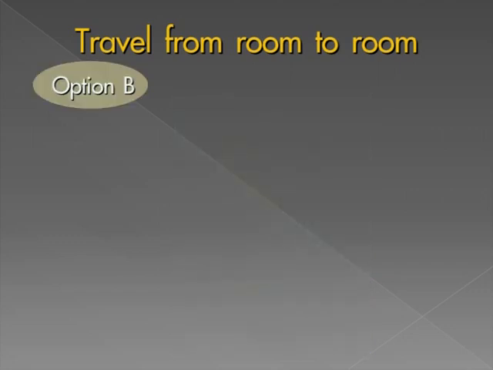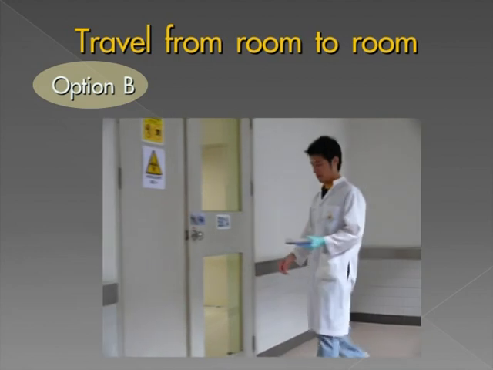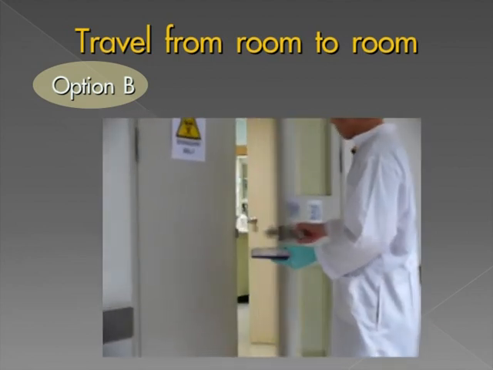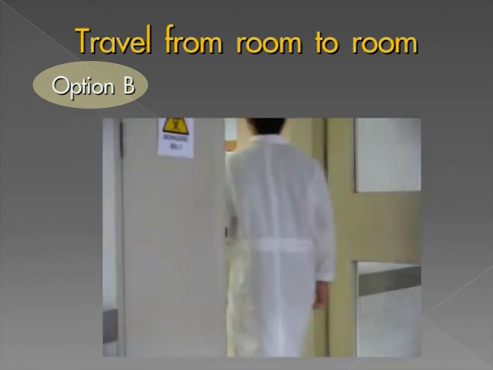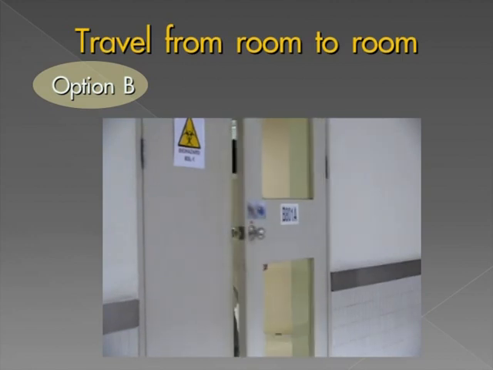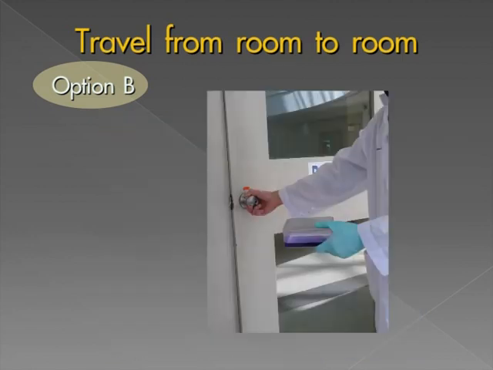Option B, you may use the one glove technique. Remove one glove and use your ungloved hand to open doors and manipulate controls on equipment. Keep your gloved hand away from common surfaces and use it to handle the specimen container only.